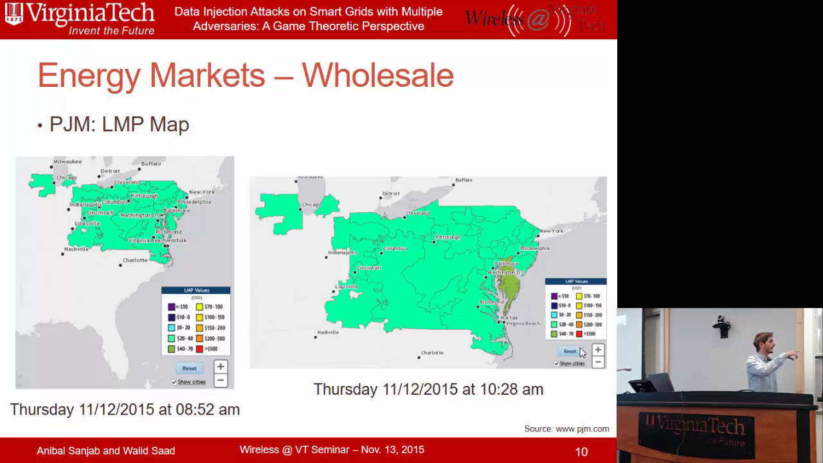But after around an hour and a half, we can see that the prices have changed somewhat. And we can see that there was an increase in the price of electricity at the wholesale level in the Maryland and Delaware region, right? Right there, it has a darker color, meaning the price is now between $40 and $70 per megawatt.